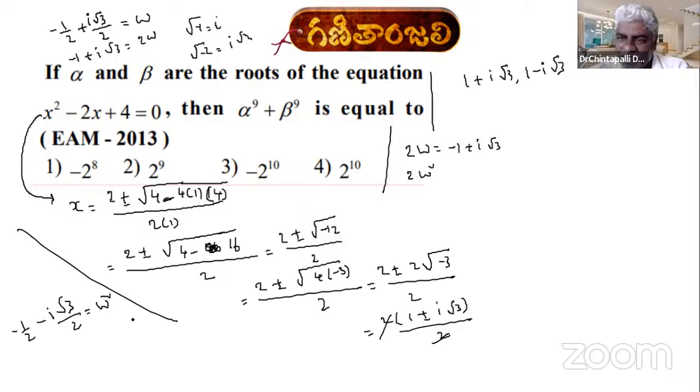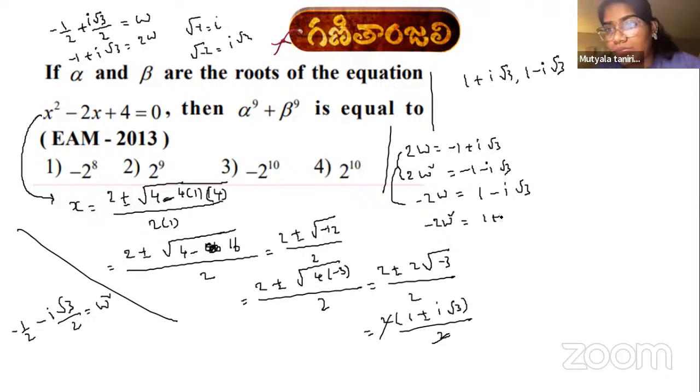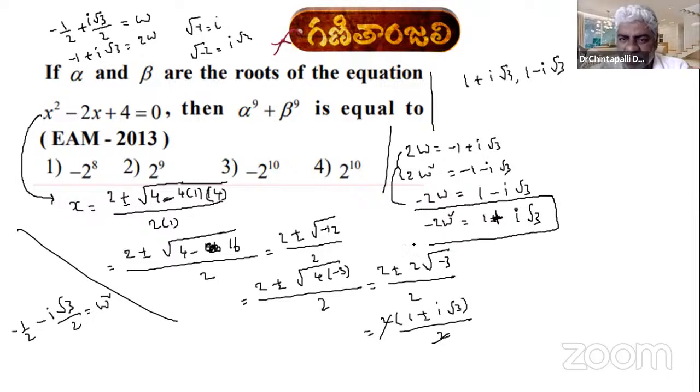Do you remember? That means 2 omega square is equal to minus 1 minus I root 3. What happens when we multiply both sides by negative? Negative 2 omega square is equal to 1 plus I root 3. So 1 plus I root 3 is negative 2 omega square. And 1 minus I root 3 is negative 2 omega.